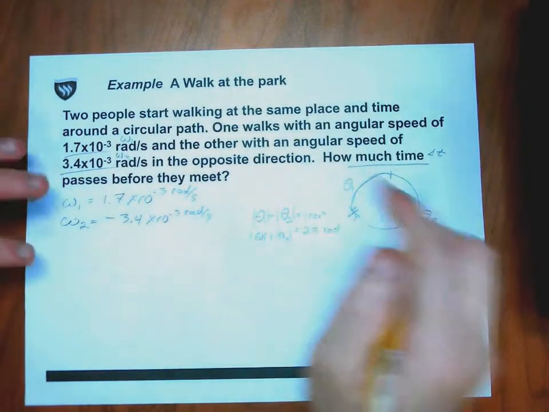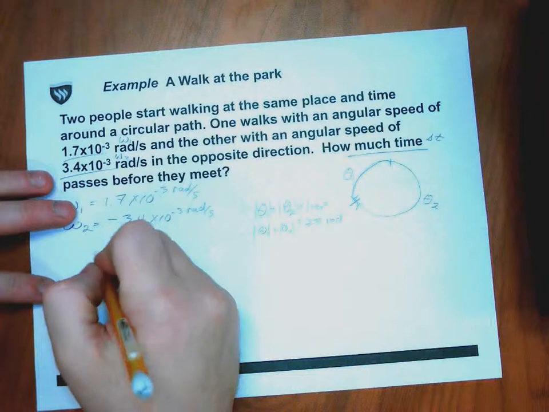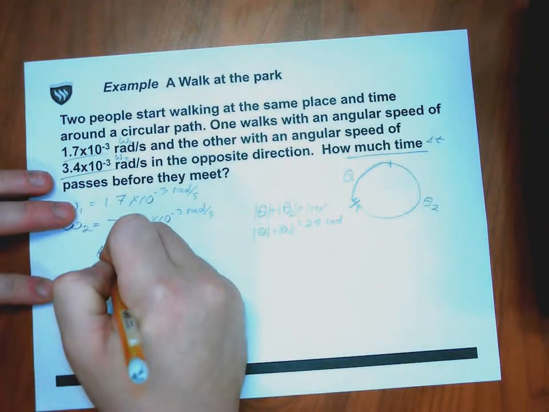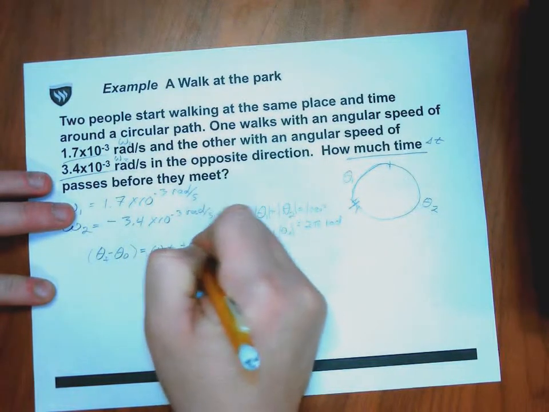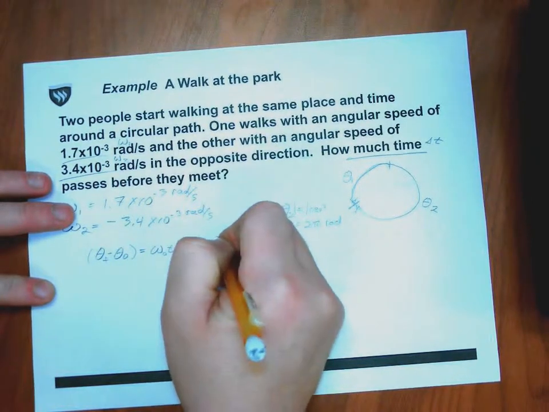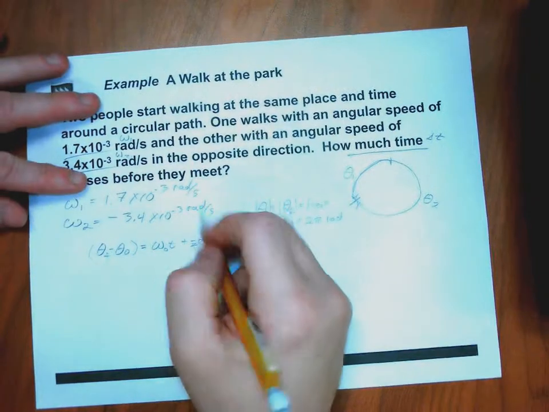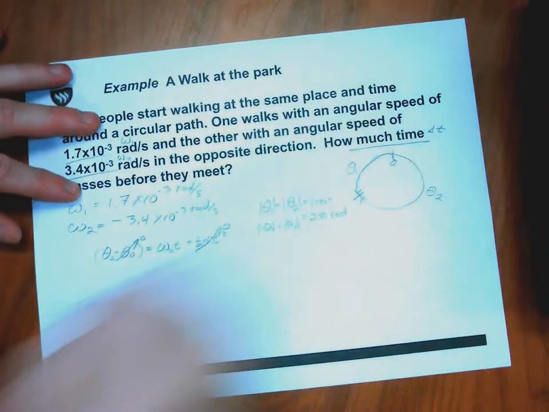Anyways, if we look at our kinematic equations, we have theta final minus theta initial equals omega initial t plus 1/2 alpha t squared. Well, there's no mention of alpha. It looks like they're not accelerating at all. They're moving at the same speed, so this goes to 0. And we can also say they start at the 0 position.